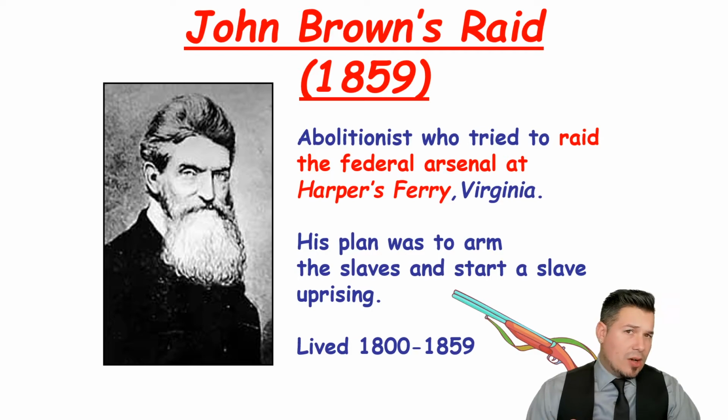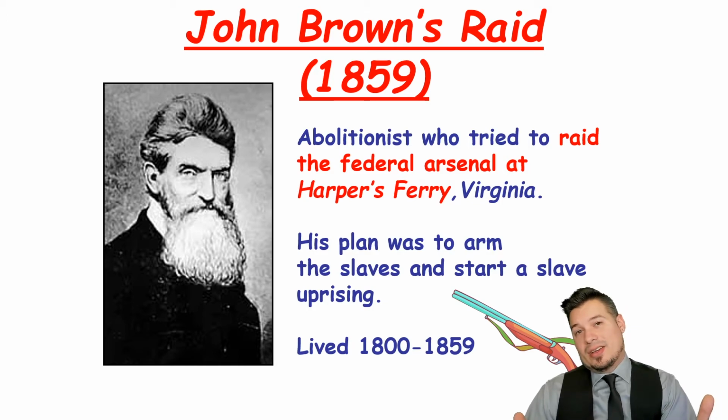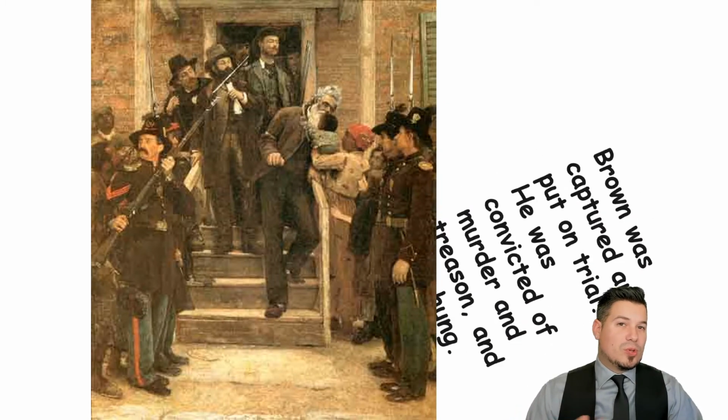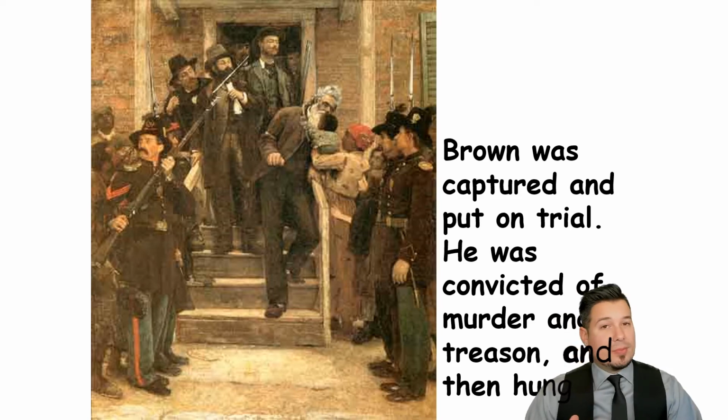Again, John Brown was a very radical abolitionist. He wanted to get rid of slavery. But he really felt that all the legislation and the laws were doing nothing, and that he could do something through action. And that's where we get a big debate with him, which we're going to talk about in a moment. And like I said, he was captured, put on trial, convicted of murder, treason, and unfortunately hung.